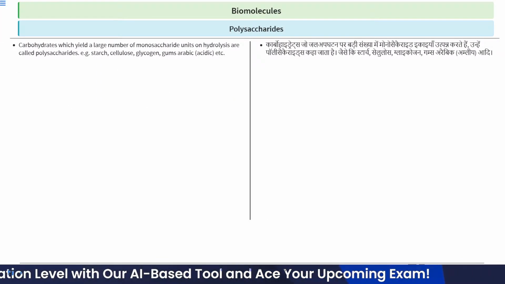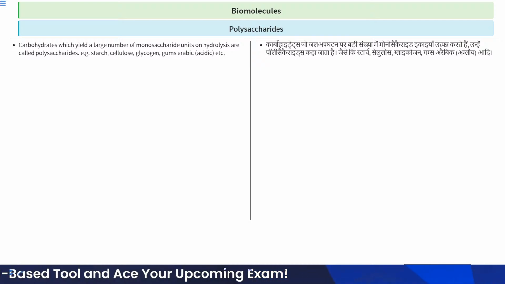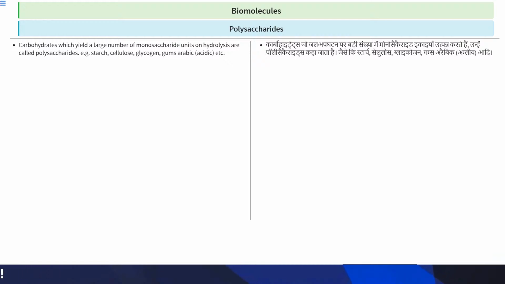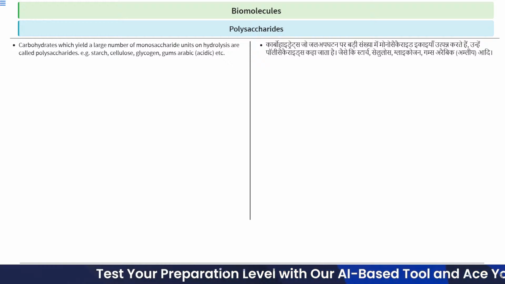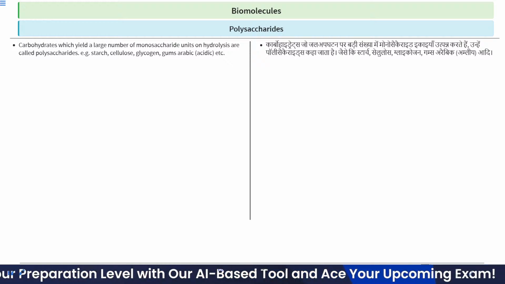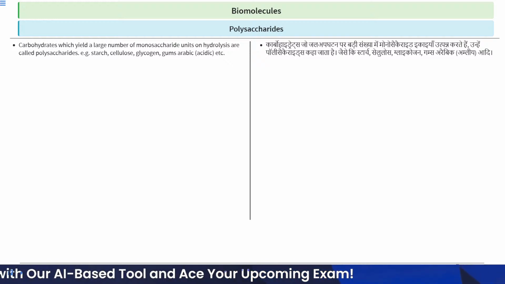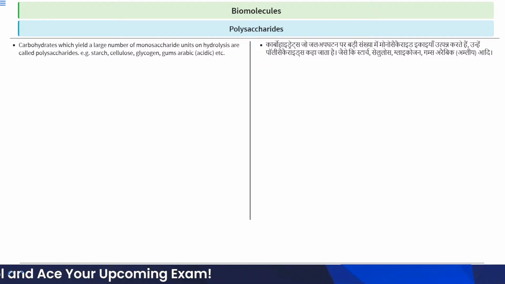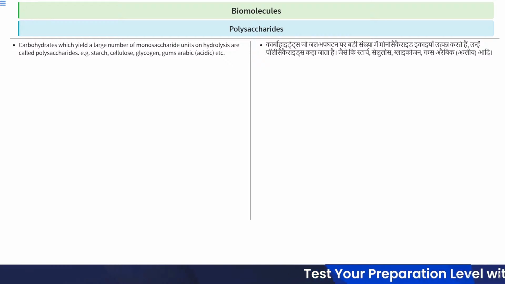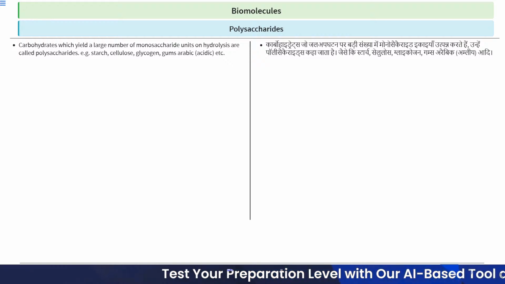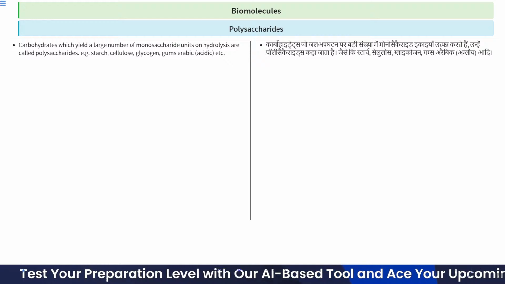So let's study our first topic, that is polysaccharides. Carbohydrates which yield a large number of monosaccharide units on hydrolysis are called polysaccharides. For example, starch, cellulose, glycogen, gum arabic which is acidic, etc. All these types of carbohydrates are polysaccharides.